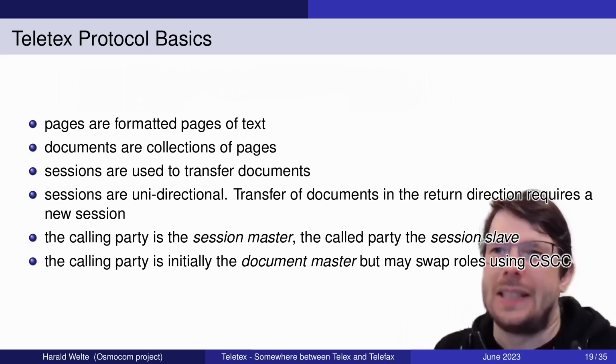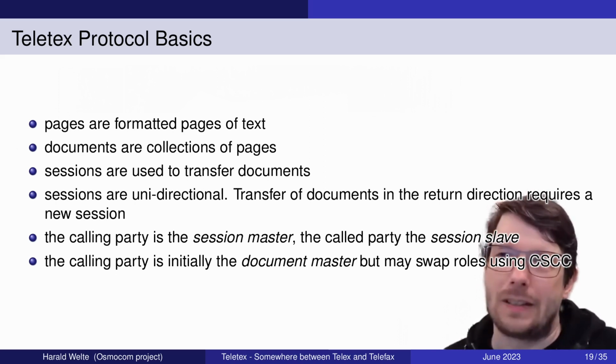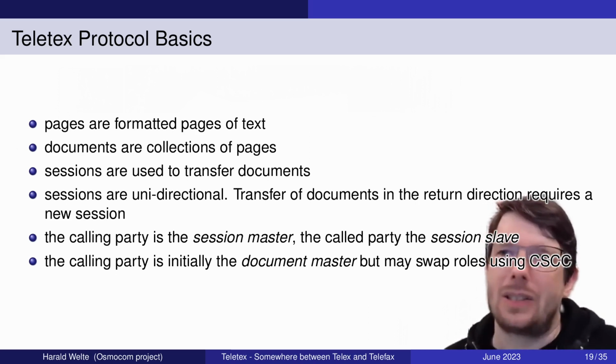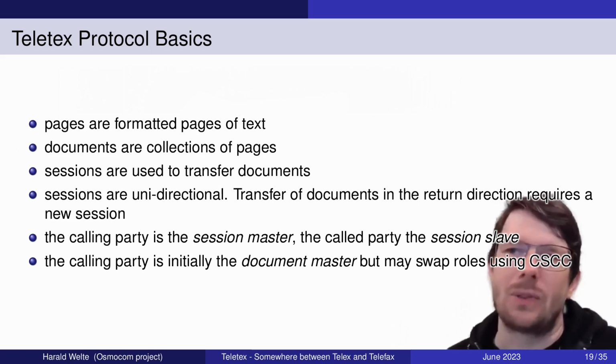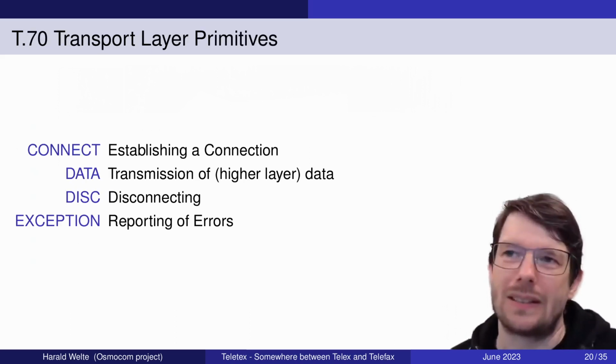And there's terminology, session master and session slave on the session layer, and then also on the document layer we have a document master and a document slave. At the session layer, the calling party is always the session master and the called party is the session slave. And there's no way to switch that. You have to call the other way around if you want to have sessions in the other direction. In the document layer, you have the ability to swap roles. Again, the calling party is the document master initially, but there's a command that can be used to swap the roles to transfer documents in the other direction.